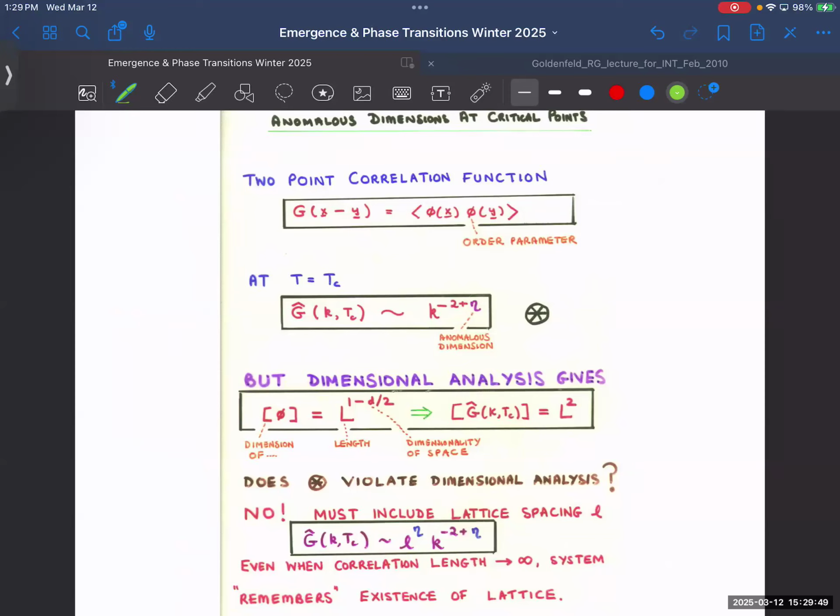This is just like what happens in stat mech. We talked about quantum field theory and the charge on the electron. Here I'm talking about the 2-point correlation function. Scaling is k to the minus 2 plus eta. We know by dimensions it has to go to L squared, and so there has to be the lattice spacing coming in, and so the system remembers the existence of the lattice.